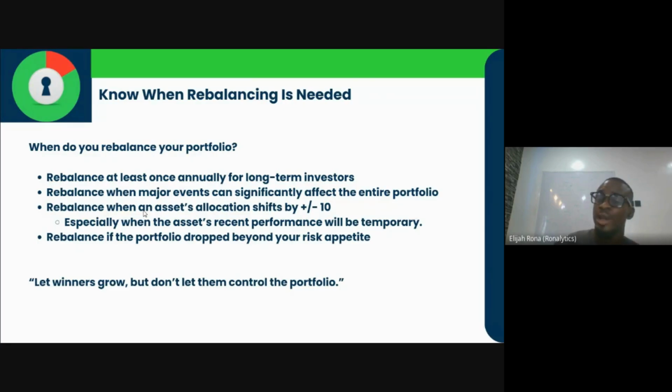If you are a long-term investor, that is, you are investing for 5 years and above, right? You want to rebalance at least once annually, at least just know what is happening. Know the fundamental risk associated with each of your holdings. Know if you can still stomach those risks or you want to reduce the allocation, right? You also want to rebalance when major events can significantly affect your entire portfolio.